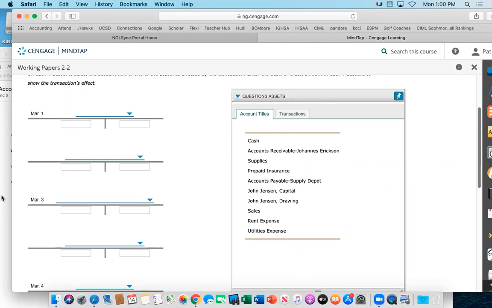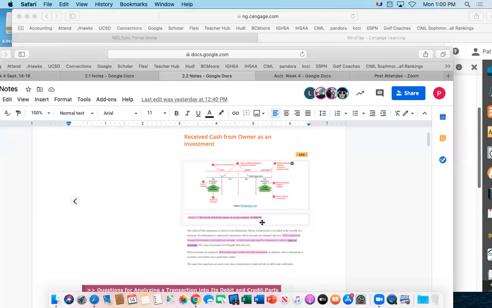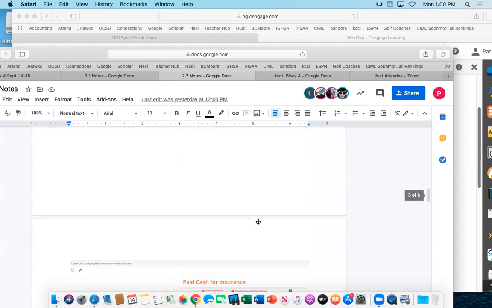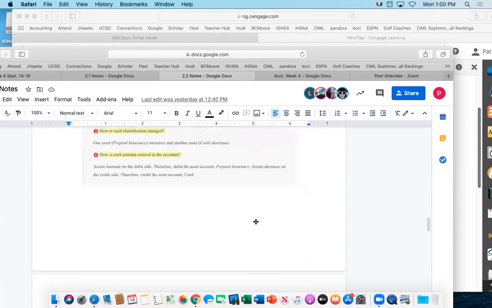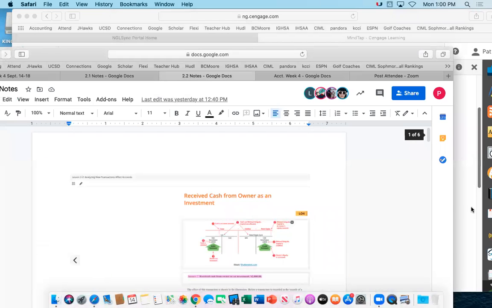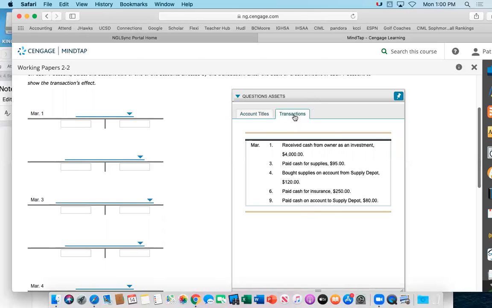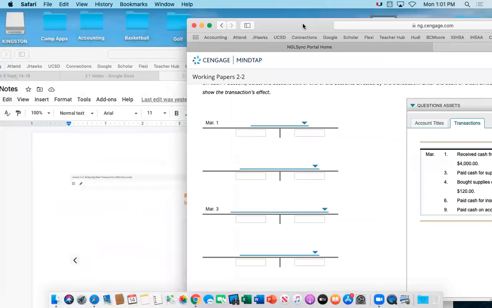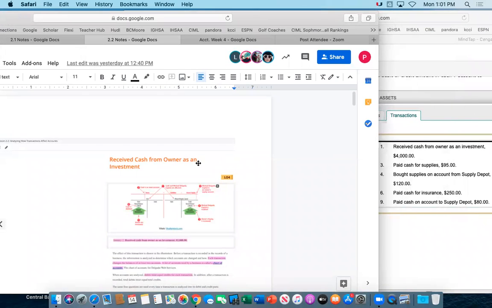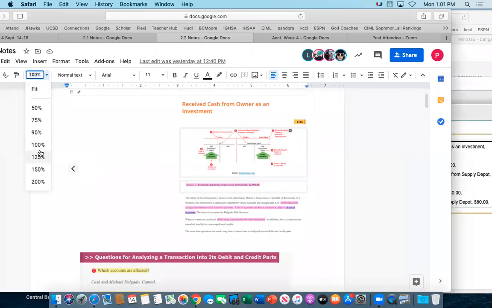We're just going to talk about all these transactions we did. Received cash from owner's investment. We're going to talk about paying cash for supplies, paying cash for insurance, buying supplies on account, and paying for those supplies on account. Okay, so where are we going to get these transactions? On the transaction tab. So first one, receive cash from the owner's investment. We said that was going to be very similar. That's going to be something that you're going to see, right? And sure enough, there it is.